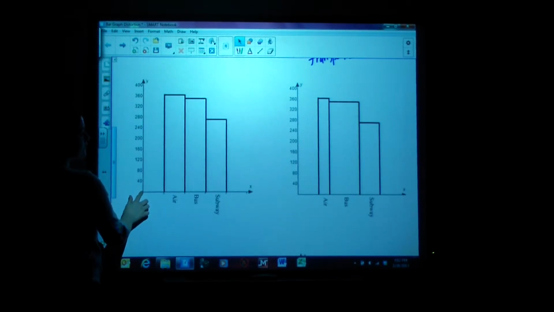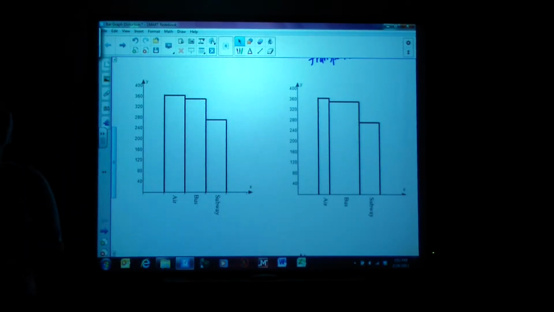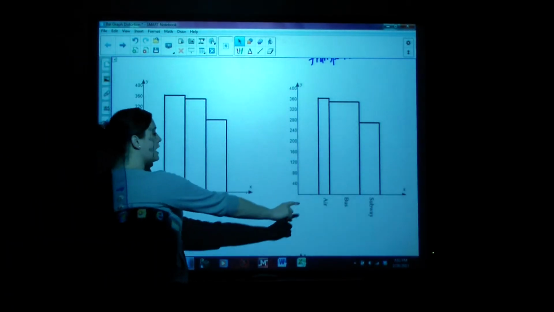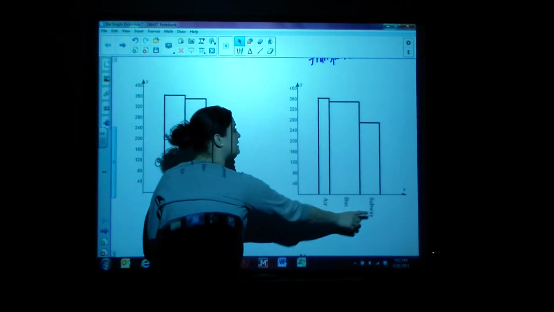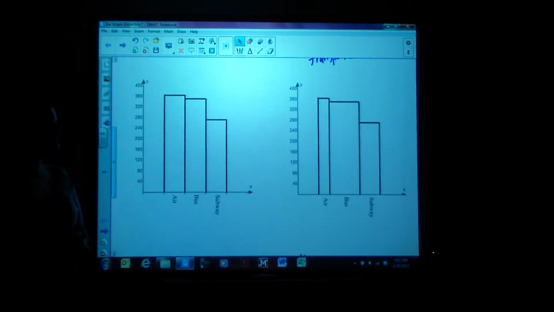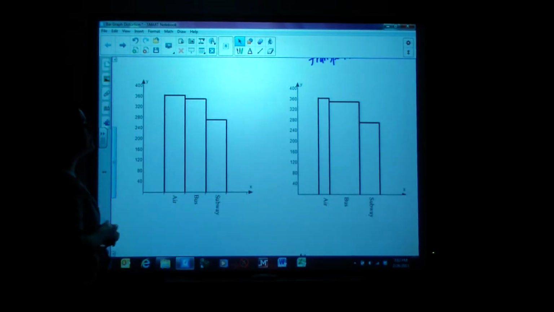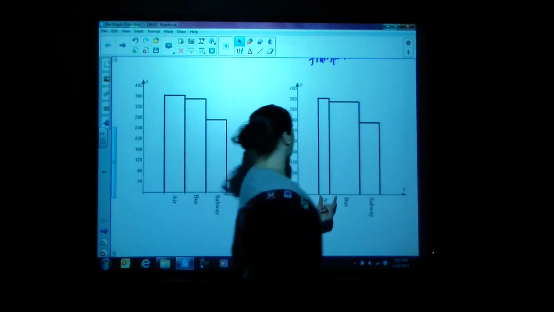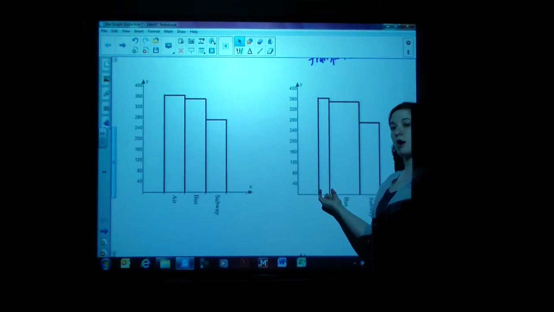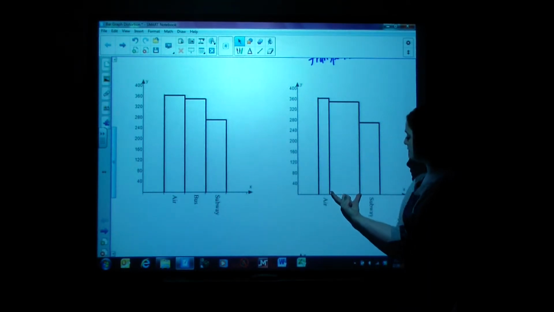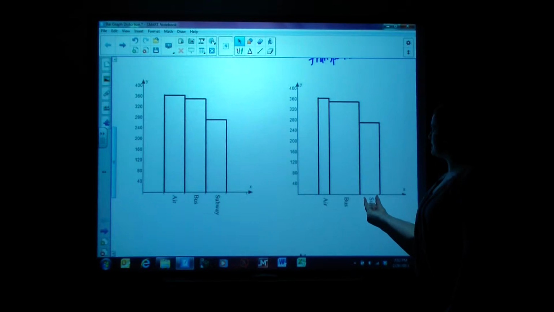Here's another graph of the same information. What do these graphs have in common? Well, let's look at the order. It goes air, bus, and subway. Same order. And if we look at the scales, we're still going from 0 to 400, counting by 40s. Okay, what is the difference? Well, notice the width of the bars. The air bar is a lot skinnier than the bus, and that one's even bigger than the subway.